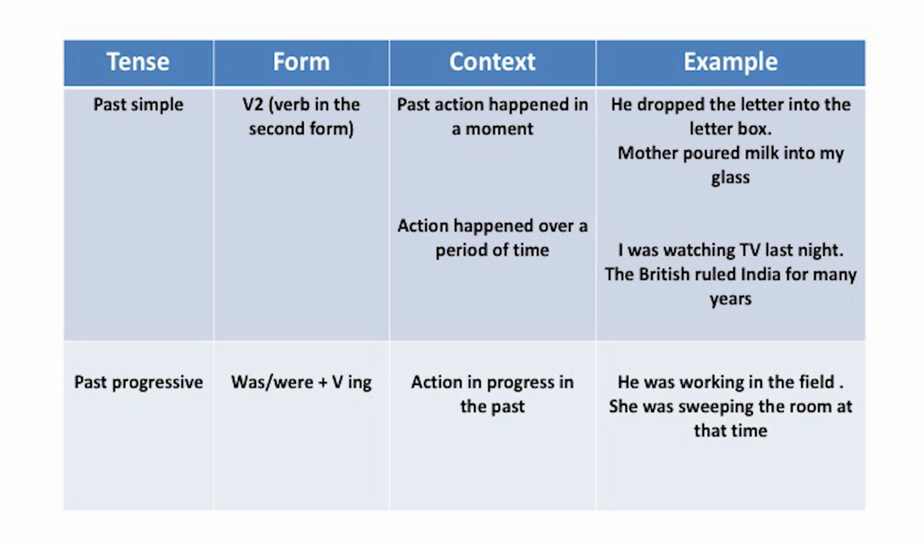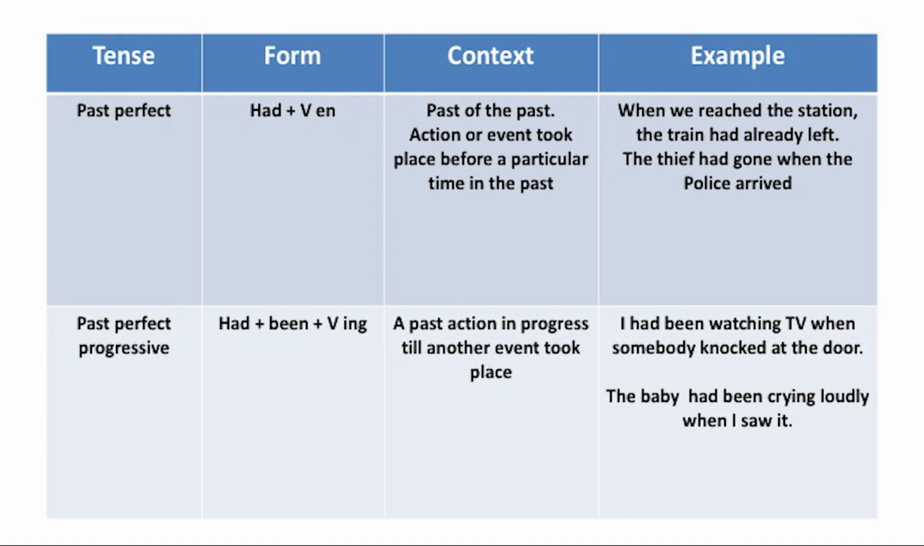Then there is the past progressive. In past progressive, as you have already learnt in the last class, the verb takes the form was, were plus verb ing form, and it is used in the context of actions in progress in the past time. Examples are there. He was working in the field, she was sweeping the room at that time. So, this is the form for past progressive.